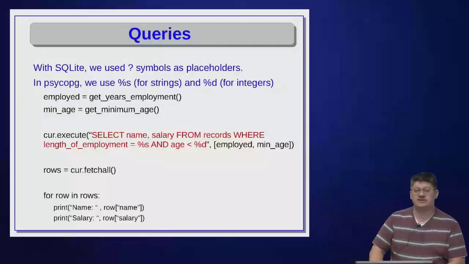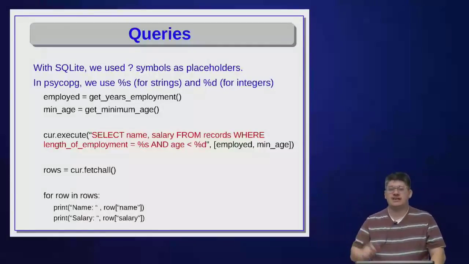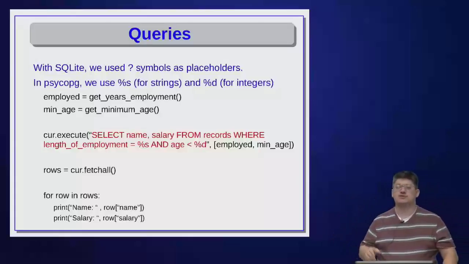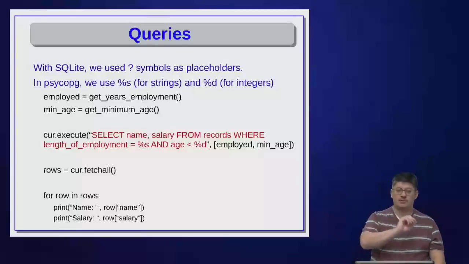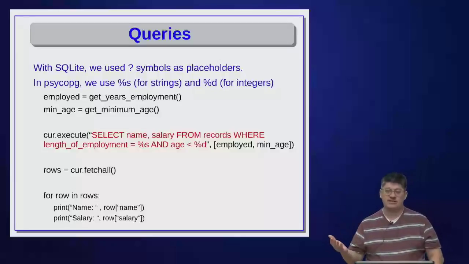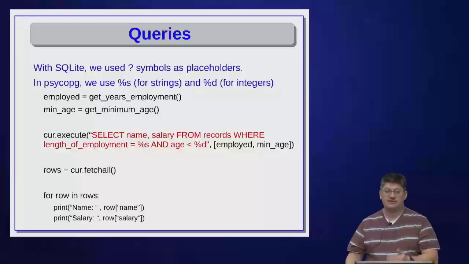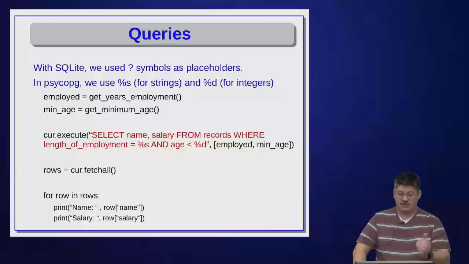The real difference here is that if you put in a %s, it's going to put quote marks around it for you. If you put in a %d, it thinks it's a number, so it won't. Anyway, the rest of this is the same. You close your quotes and you put a comma, and then in square brackets, because we have to have a list, you put the list of values to substitute in for the placeholders. So it's going to put employed in for the %s, because employed is the first thing in the list, and the %s is the first placeholder. And then it's going to put min age in for the %d, because min age is the second thing in the list, and %d is the second placeholder.